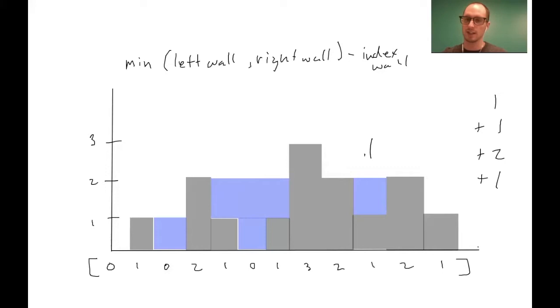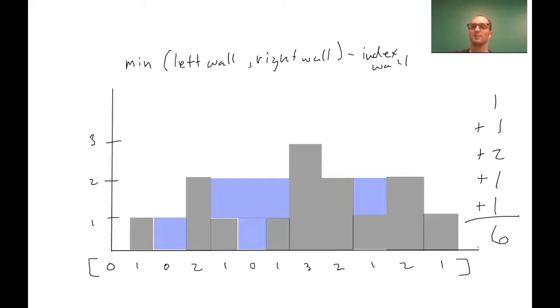Okay, let's check this last one right here. Well, what's the max wall to the right? Well, that's 2. Max wall to the left, that's 3. Okay, what's the minimum? That's 2. Okay, minus its own wall height, which is 1. Great. Okay, 1. So we figured out that one. So we know what they all are now. So we can add these up. So 1, 2, 3, 4, 5, and 6. 6. Awesome. So we found our answer.